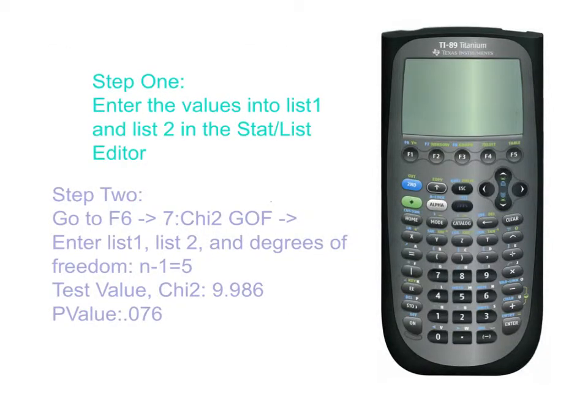So the first thing you do is enter the values into list 1 and list 2 in the stat list editor, which can be found in apps, and then scroll down. Next, you'll go to F6, which is second F1, and then scroll down to 7, and then chi-squared GOF, and enter in list 1, list 2, and your degrees of freedom, which is n-1, 6-1, which is 5. This gives you a test value of 9.986 and a p-value of 0.076.